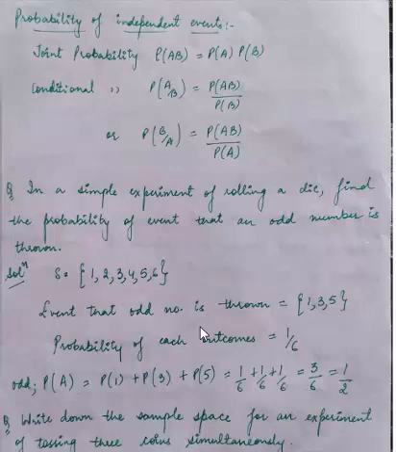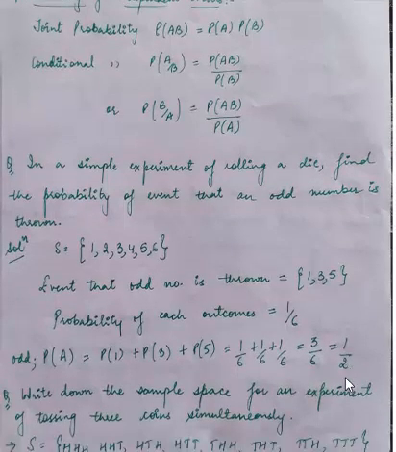So the probability of each outcome is 1 by 6. But there are 3 odd numbers, so the probability of 1 is 1 by 6, the probability of 3 is again 1 by 6, and the probability of 5 is 1 by 6. So it becomes 3 by 6, that is equal to 1 by 2.